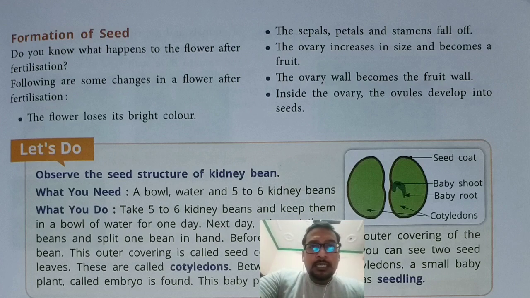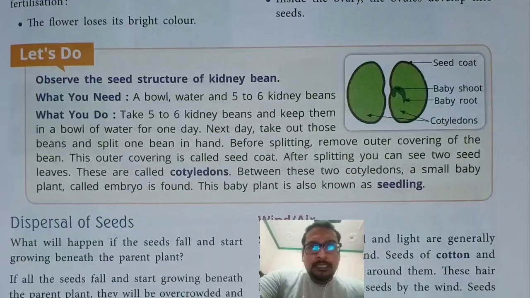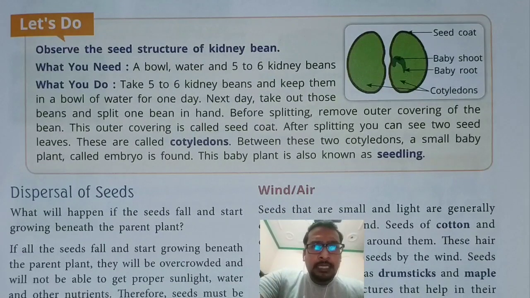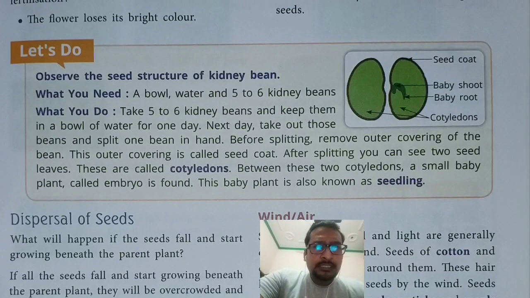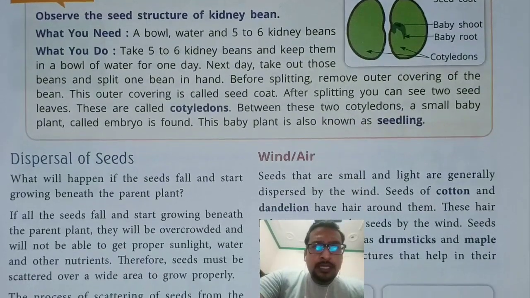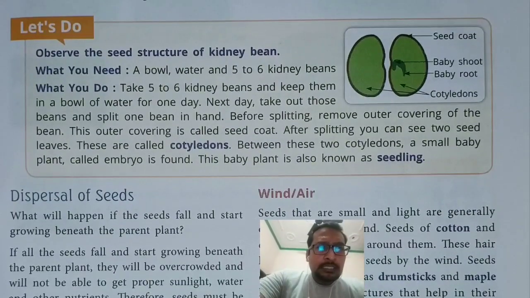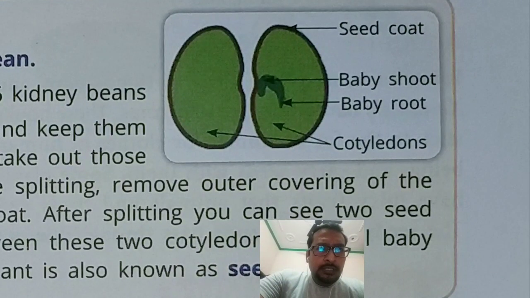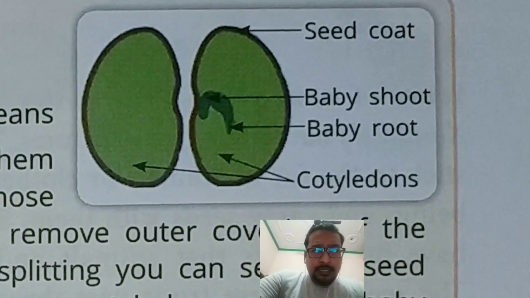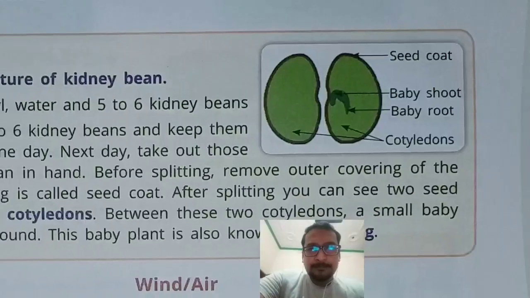So this is also a question, and it will come when we do question answers. Then you have another observation in a kidney bean. At home you have enjoyed these kidney beans, rajma. You can observe and understand where the cotyledons are, and what the shoot and baby root are, in a seed. This is how the picture looks, and you can see the baby embryo inside a seed.